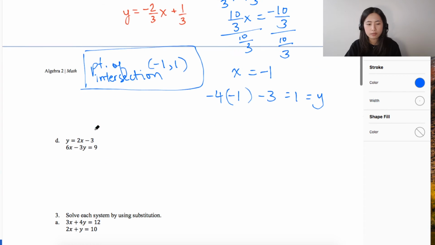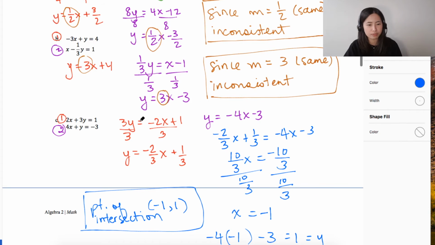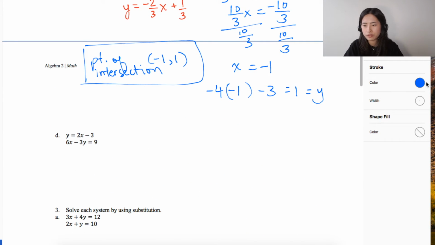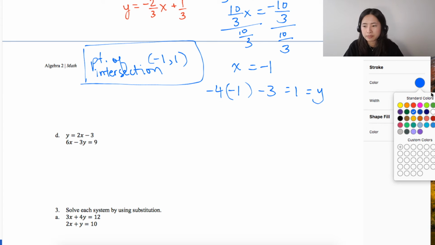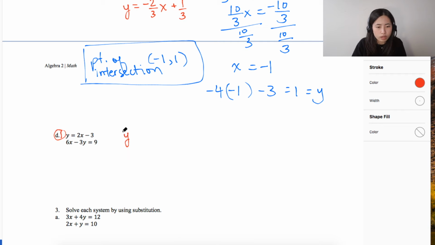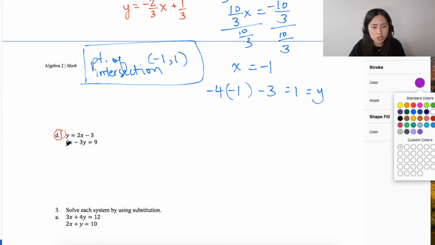For part D, we have y is equal to 2x minus 3, and you have 6x minus 3y, which is equal to 9. We're going to do the exact same thing as to what we've been doing from part A to part C. So we're solving for y. Again, the red one would be equation 1. Actually this is already y is equal to mx plus b. It's already in the slope-intercept form, so we don't really have to do much here. So let's proceed to the second equation.